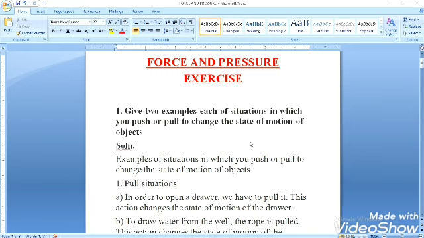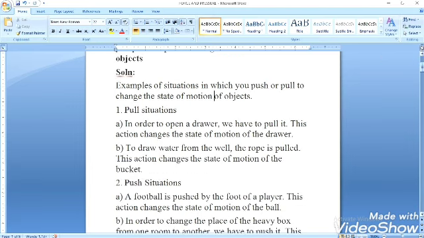Okay students, now we are going to discuss the exercise part of our chapter force and pressure. First question, give 2 examples each of situations in which you push or pull to change the state of motion of objects. So here you can write any 2 examples of push or pull. So first one, pull situations. 2 examples for pull situations.